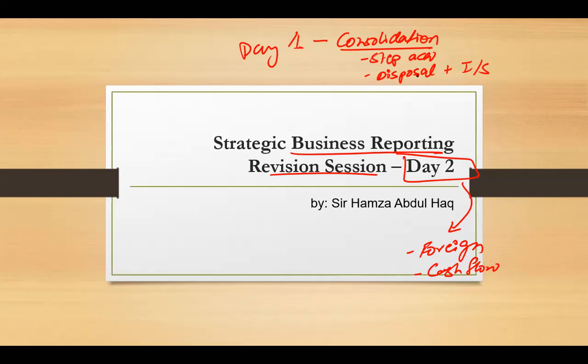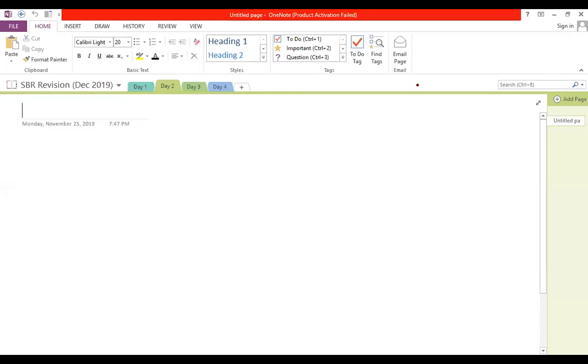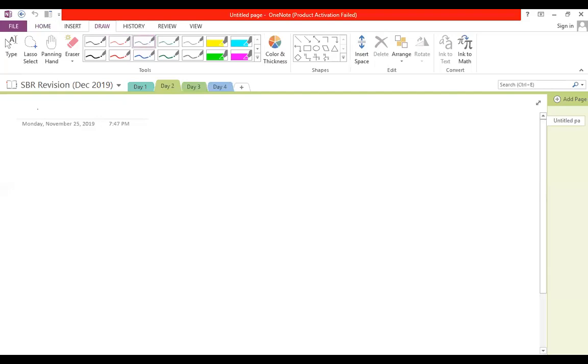Okay, so now let's start today's session with the area of foreign subsidiary. Now, when we talk about a foreign subsidiary, it is one of the areas which was asked in the attempt of the March as well.